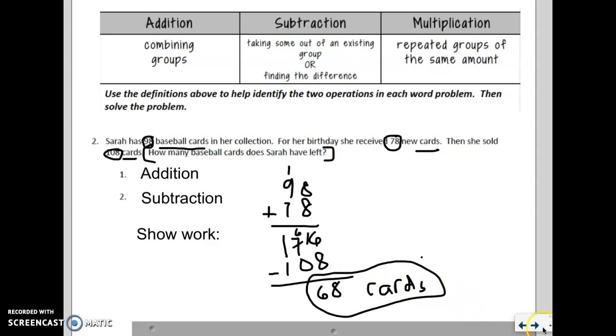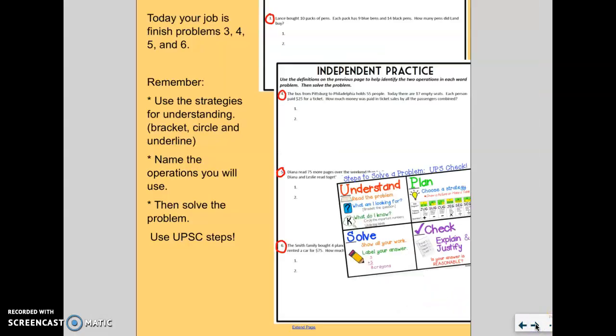Okay? So your job, boys and girls, is to finish number 3 on this page and then flip your paper over, and you need to do number 4, number 5, and number 6. So remember to keep using your strategies. We should see that you are bracketing your question, you're circling and underlining important information, you're naming your operations that you're going to do for number 1 and 2 because it's a multi-step problem, and then you're solving the problem and checking over your work.